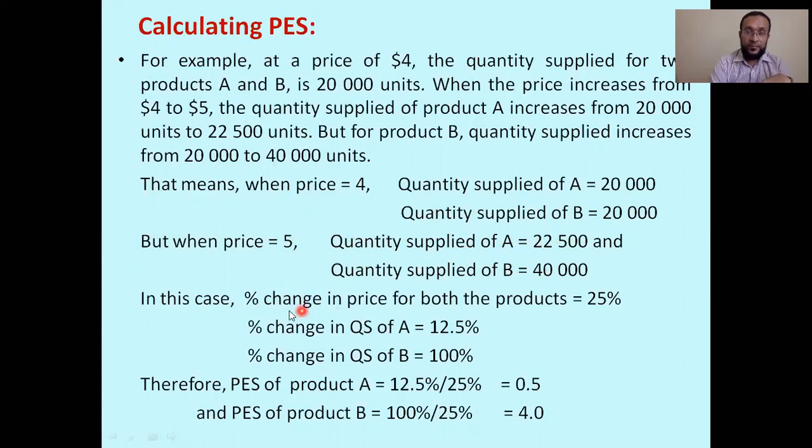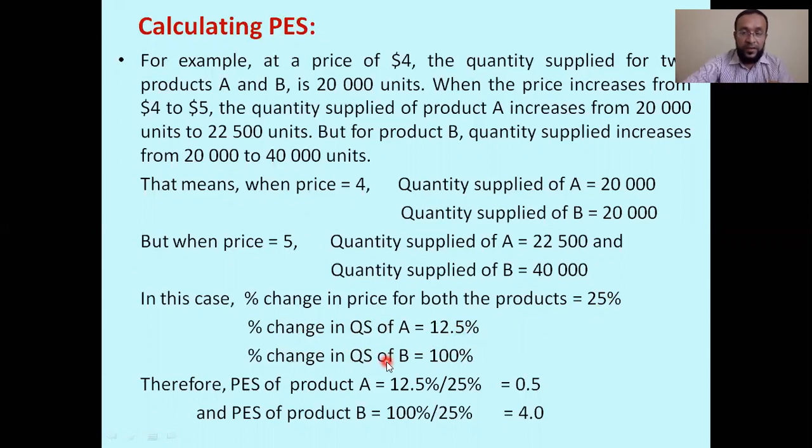In this case, the percentage change in price for both the products is 25%. That means the price increase from 4 to 5 is a 25% increase in price. But for product A, the percentage change in quantity supplied is 12.5% in response to the 25% increase in price. On the other hand, the percentage change in quantity supplied for product B is 100%. That means this 25% increase in price led to a 100% increase in quantity supplied of product B.